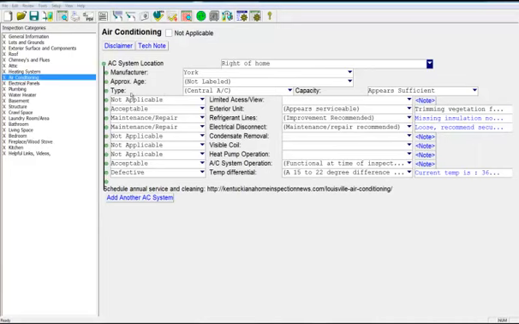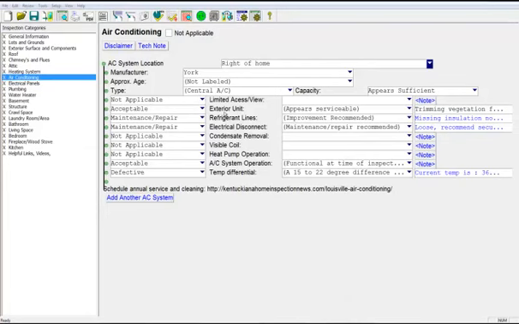The next line is for the type and capacity. Typically it's going to be a central AC unit. The newer units may be a heat pump. The capacity typically will say appears sufficient, unless the unit appears oversized or undersized for the home. The next line is for the limited access and view. Most of the time on the AC unit this will be NA. But if you do have any limitations, be sure to note them in this category.